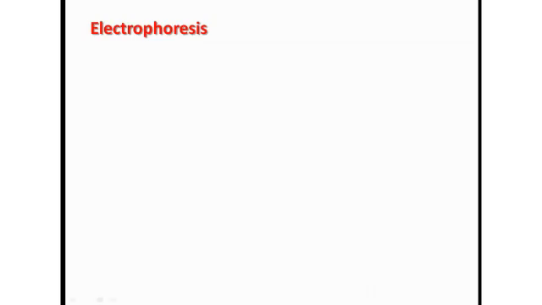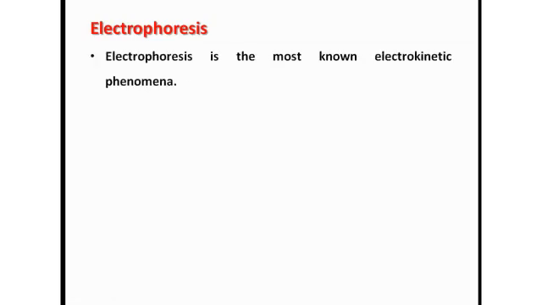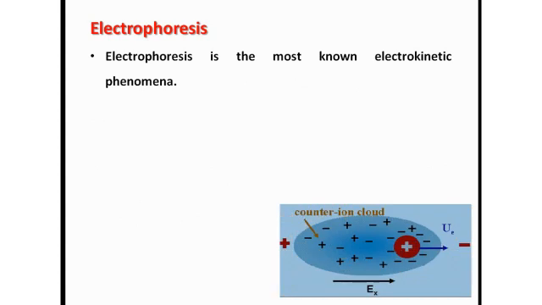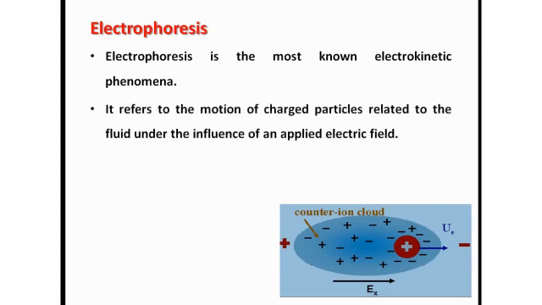The next concept is electrophoresis. We all know what electrophoresis is. It is the most known electrokinetic phenomenon. We generally apply an electric potential difference across a colloidal suspension. Electrophoresis refers to the movement of the charged particle relative to the fluid under the influence of an applied electric field.